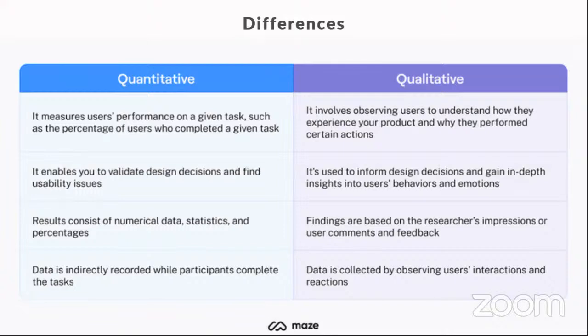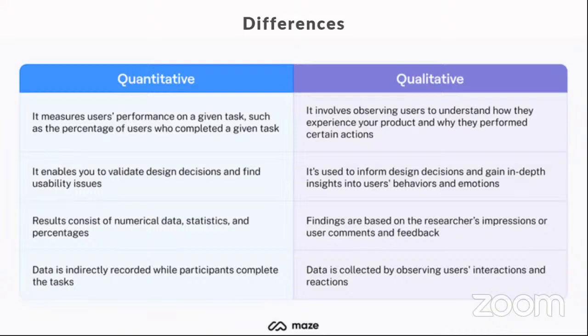So I want to point out something here. Qualitative testing is used to inform design decisions and then to gain in-depth insights into a user's behavior or their emotions. So the difference here is in qualitative, you are informing your design decisions. In quantitative, you are validating those decisions.